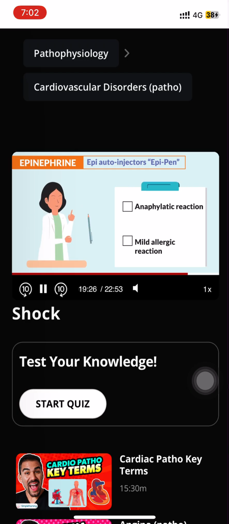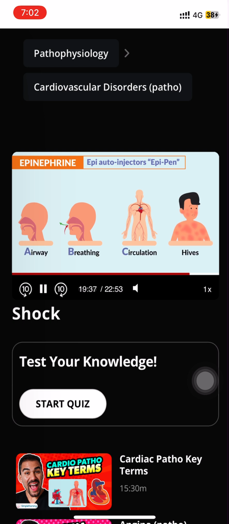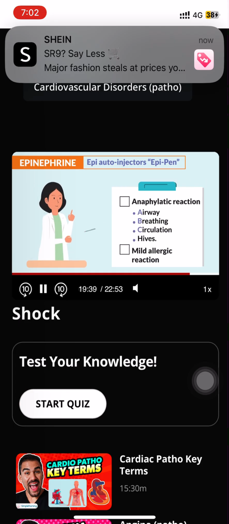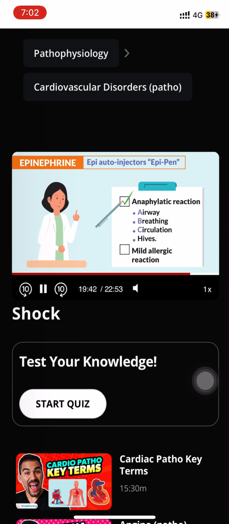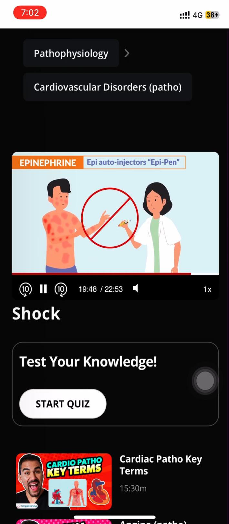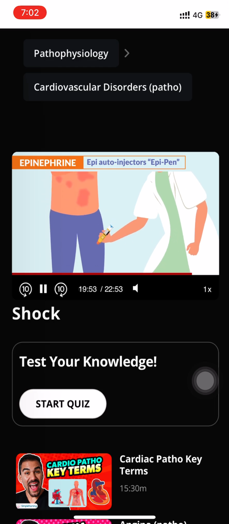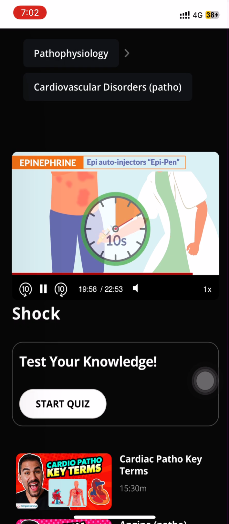Now, how do you know if it's a supersized anaphylactic reaction and not just a mild allergic reaction? Well, any allergy that affects the ABCs, the airway, breathing, and circulation, or even induces hives, this is deadly anaphylaxis, the supersized allergy reaction. So again, don't delay epi injection. We inject immediately upon these signs and symptoms. And no skin prep is necessary. Just stab that outer thigh straight through the pants and hold it there for about 10 seconds.